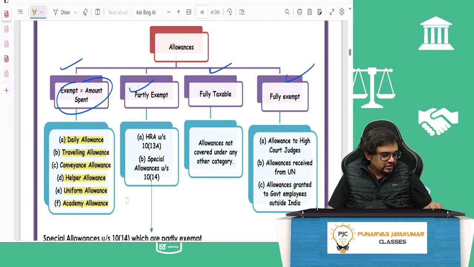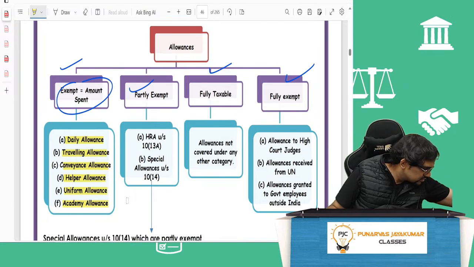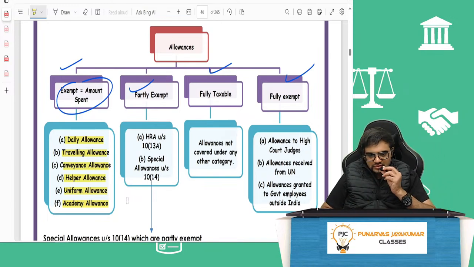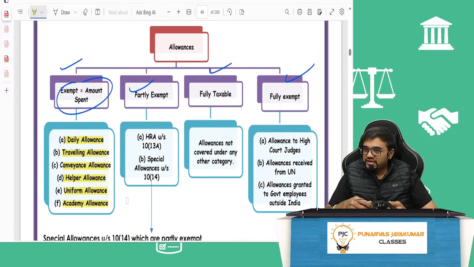Uniform allowance is for those companies which have uniforms, right? Your Hindustan Aeronautics Limited has a uniform. Many companies you would have seen will have a uniform. So, some people, for children's uniform and all, take uniform allowance. Practically, that's not at all correct. Uniform allowance is for the person's own uniform.